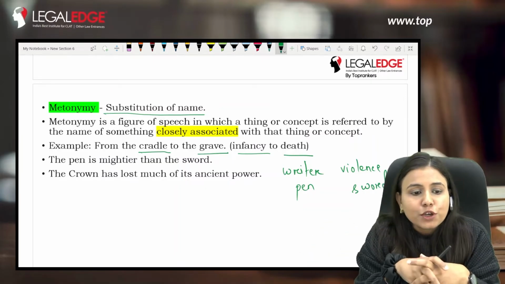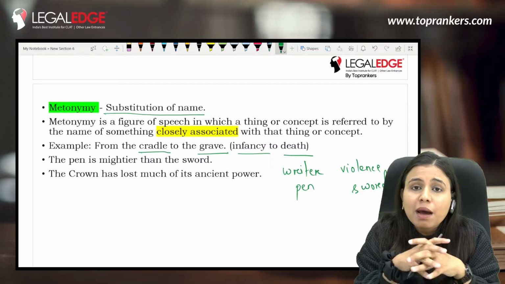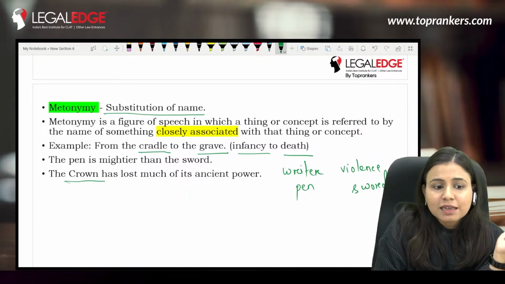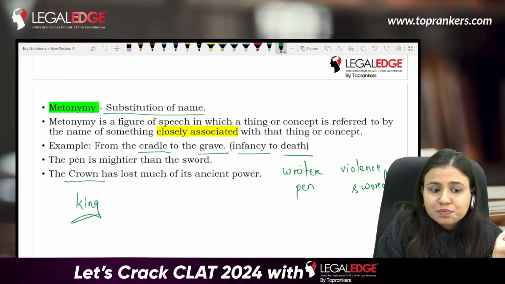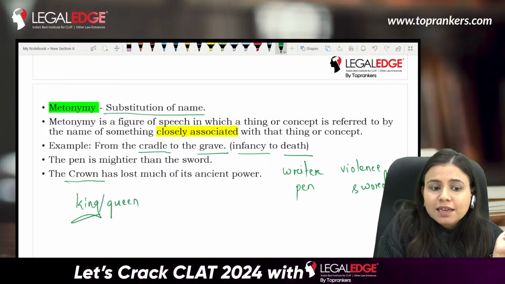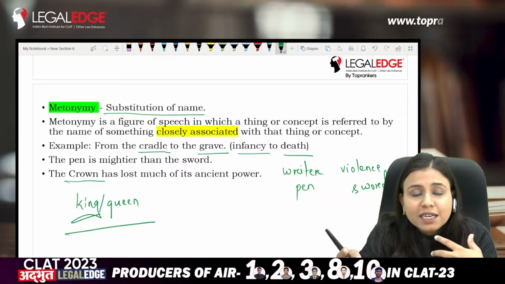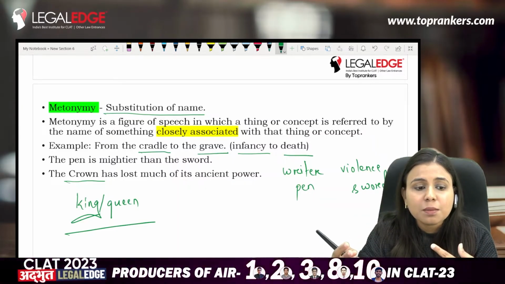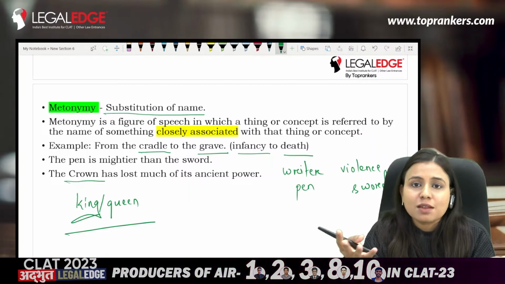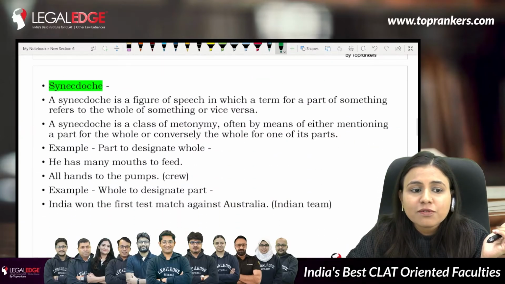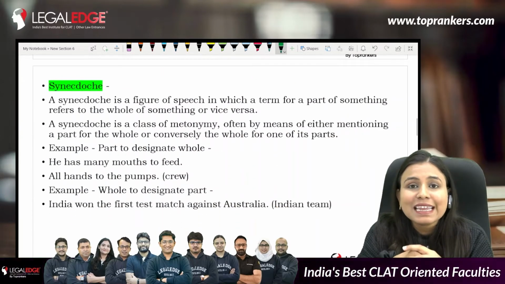Third example over here, the crown has lost much of its ancient power. Now, the crown here means the king or the queen, because the crown is worn by them. So, rather than saying the king or the queen has lost the power, it is the crown which has lost its power. So, this is metonymy. Now, we move on to the third figure of speech of this kind, which is synecdoche.